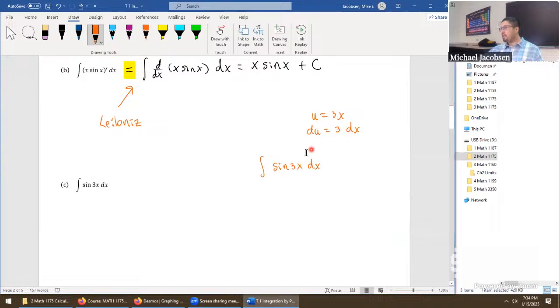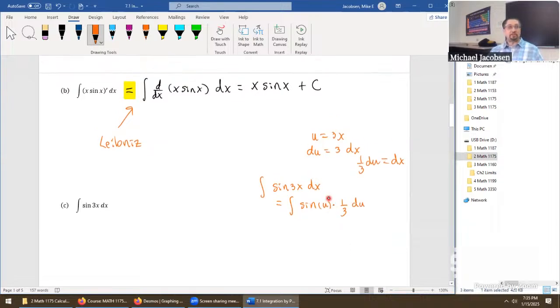Well, the 3 there appears as a 3x, but we don't have 3 as a coefficient in front. So oftentimes our author would go back to this differential equation, divide out the 3 to get a third du equals dx. So that dx right here by the red dot is just going to turn into a third du. And now the whole thing is sine u times a third du.